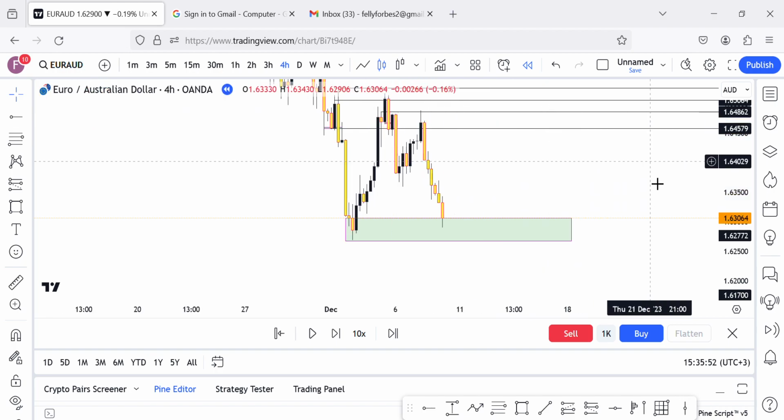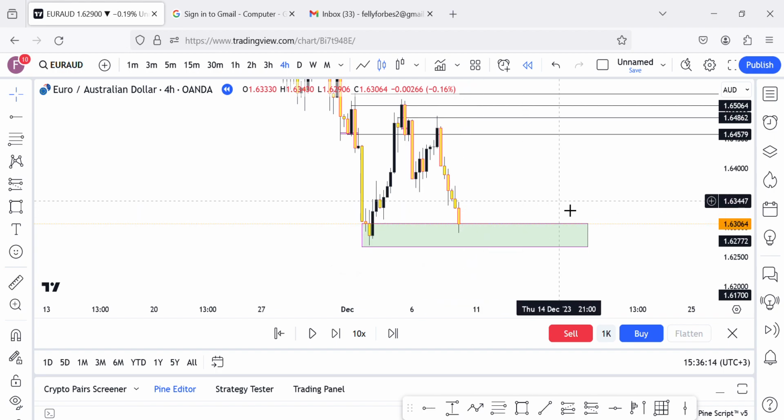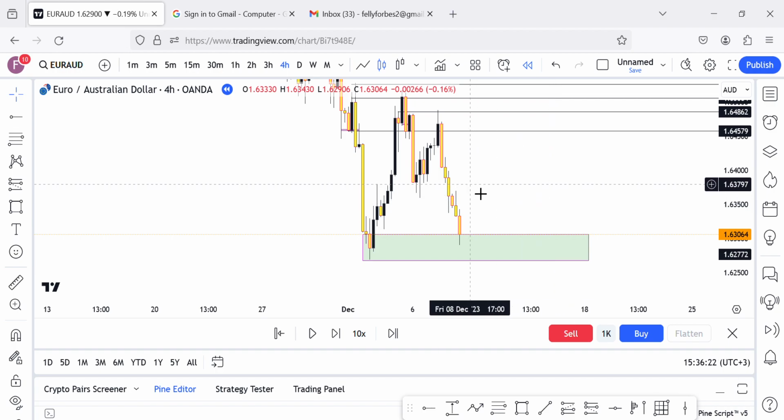I took this entry on Thursday, December 7th, and what time was it? It was 5 p.m. And then on December 8th, 5 p.m. It's just 24 hours. You can pass your prop firm account in just 24 hours. So you don't have to overtrade.